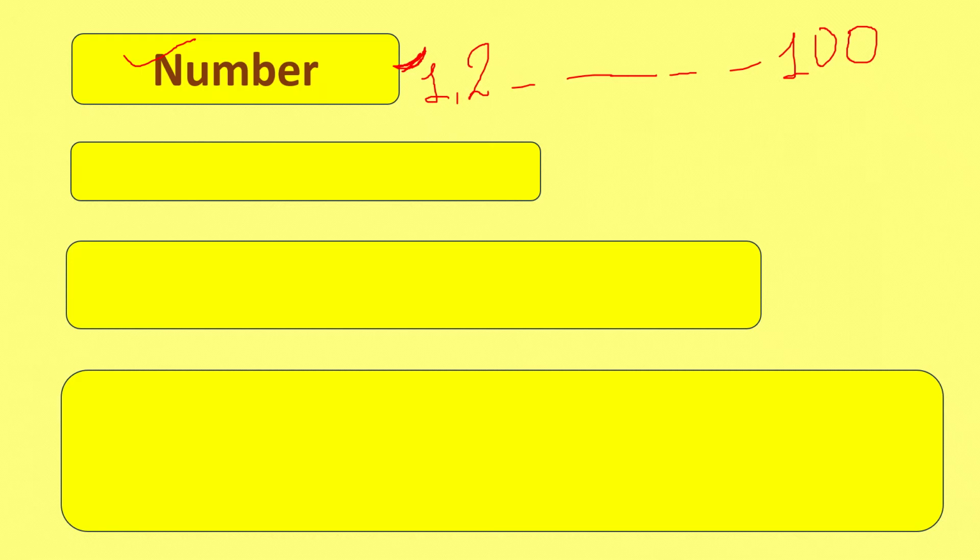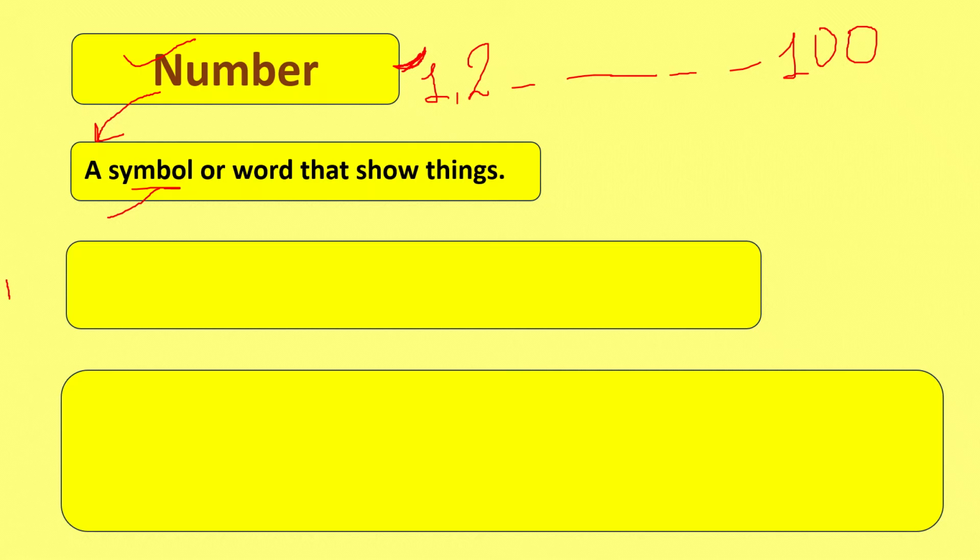So what is the number? If we look at it properly, what is the number? A symbol or a word that shows a thing. Started from here, it's a symbol. What is the meaning of the symbol? It's 1, 2, 3, 4, 5, 6, and so on. 1, 2, 3, 4. So it's a symbol which helps us to identify the count of any thing.